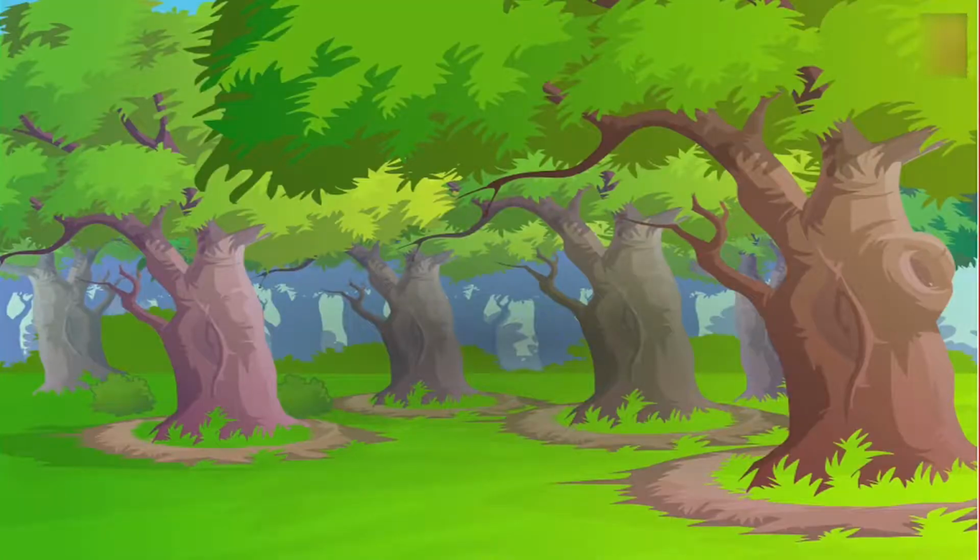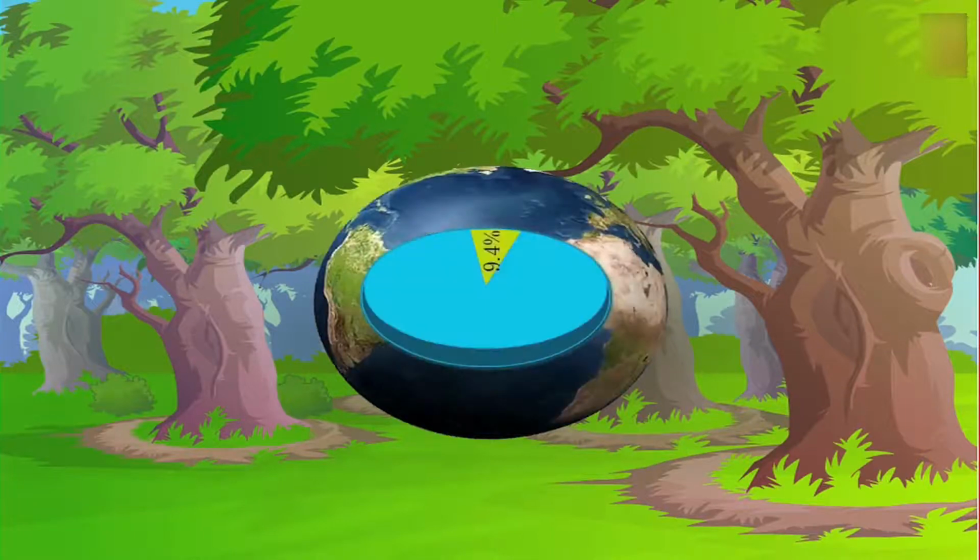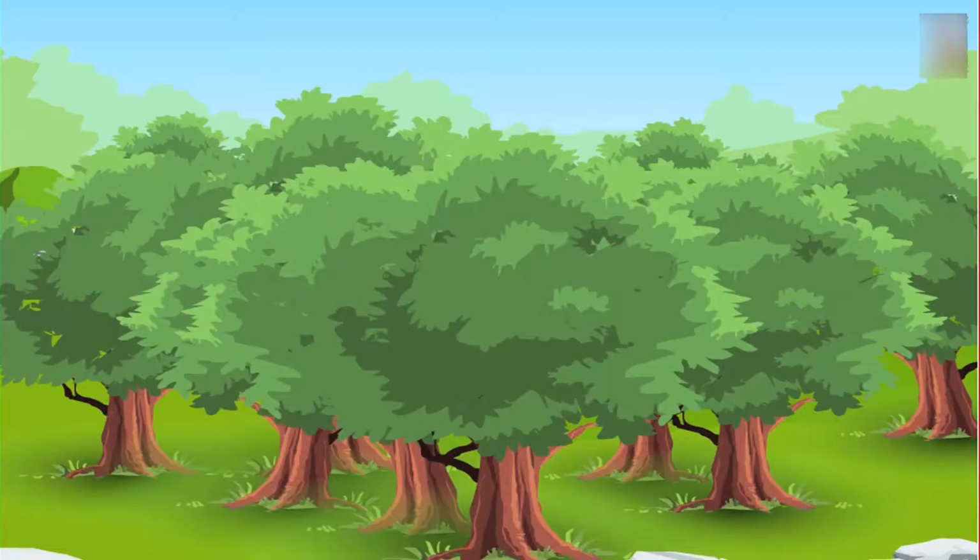Forests cover approximately 30% of land and 9.4% of all the planet Earth. They are also responsible for regulating our planet's climate and act as large purifiers of air by absorbing carbon dioxide and giving out oxygen.